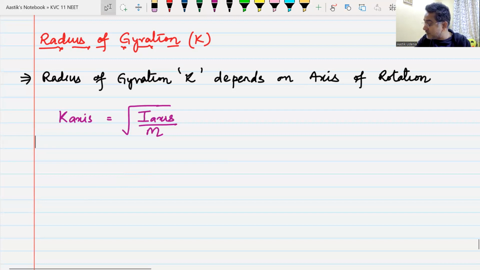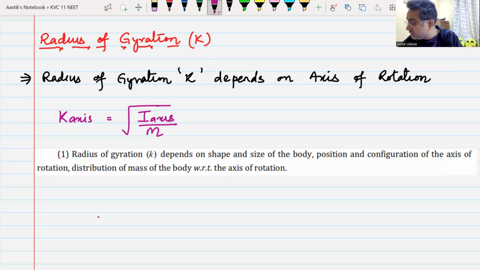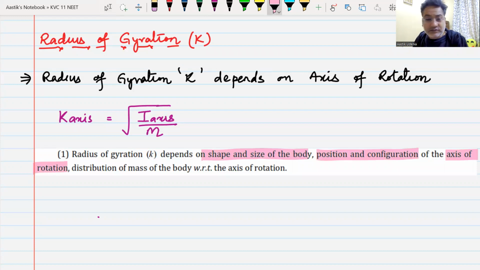So, what are the factors on which it depends? Since it depends on moment of inertia, point number one, it depends on the size and shape of the body, the geometry of the body, the position and configuration of the axis of rotation. Where is the axis of rotation? It also depends on the distribution of mass. So basically, if the body is like this, or the body is like this, they will have different radius of gyration. If this body has a different distribution of mass, it will have a different radius of gyration.